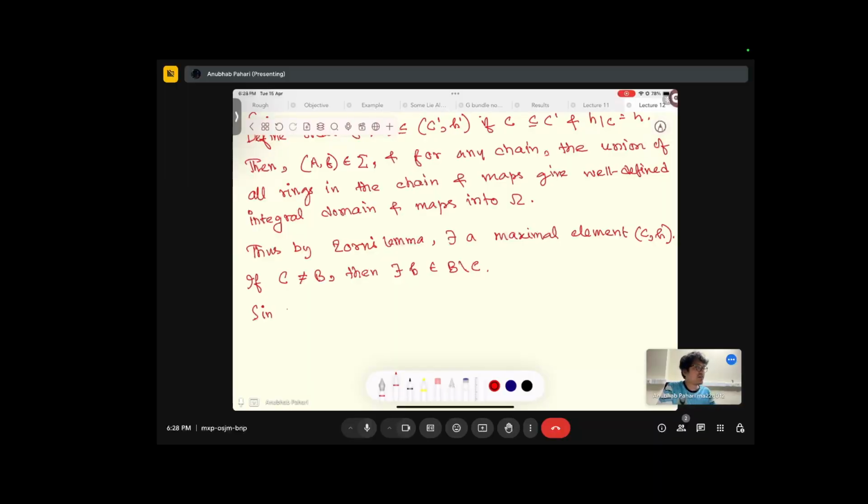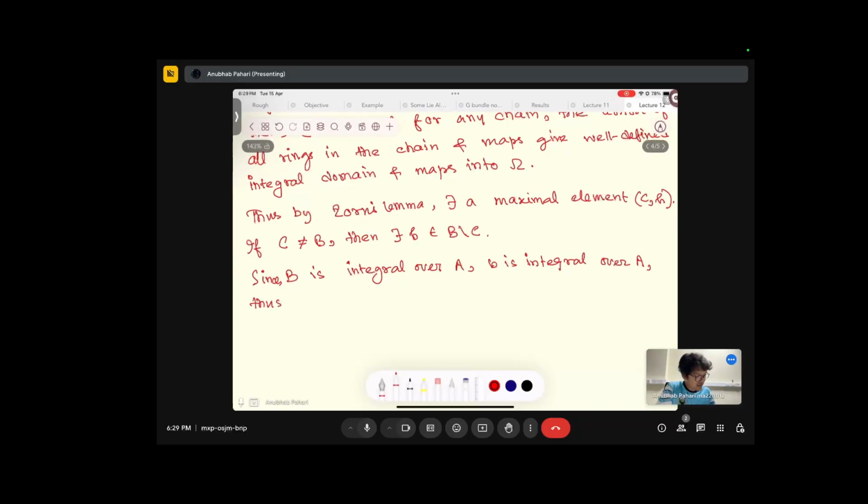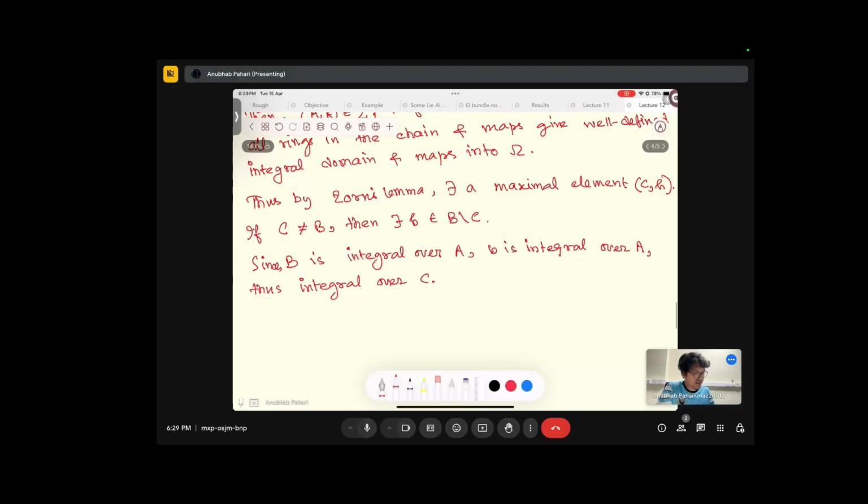Since B is integral over A, B is integral over capital A. Thus, b is integral over C. Hence, 0 equals the sum from i equals 1 to n of Ci b to the power i for some Ci of capital C.